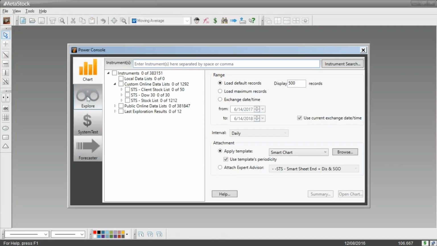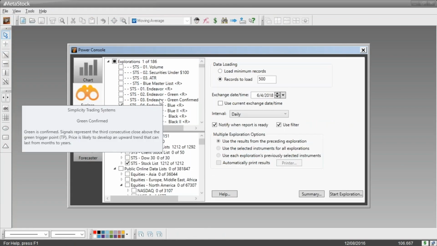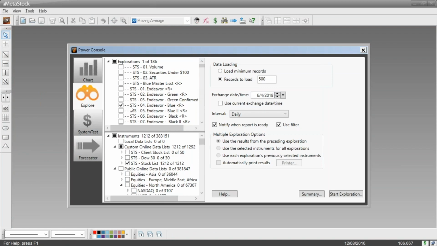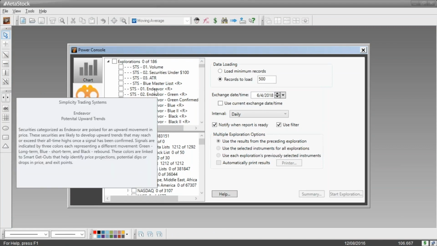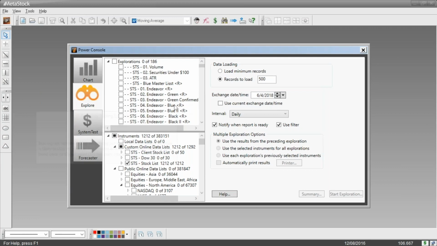Right now we're on charts. I'm going to go to Explore, and what we have here is these are the explorers. You can run reports if you want to find all the stocks that are in Endeavor. If you want to find all the stocks that have green symbols, you can do all the stocks that have blue symbols. All you have to do is select it.